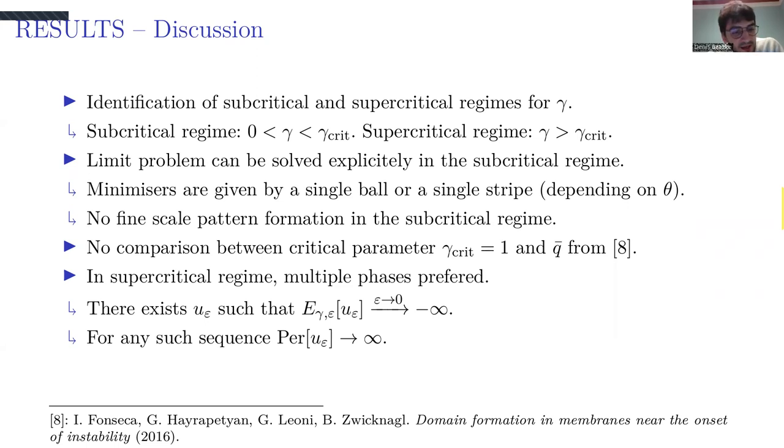Okay, and a little bit on the supercritical regime. In the supercritical regime, we know that multiple phases are preferred, and we can construct a sequence u_epsilon such that the energy is unbounded as epsilon goes to zero, which means in the supercritical regime, we cannot find the gamma limit anymore. In the supercritical regime, we mean gamma strictly bigger than gamma crit. And for any such sequence whose energy is converging to minus infinity, the perimeter goes to infinity, which means there's no chance of knowing anything about minimizers.